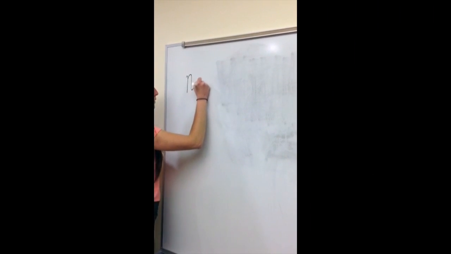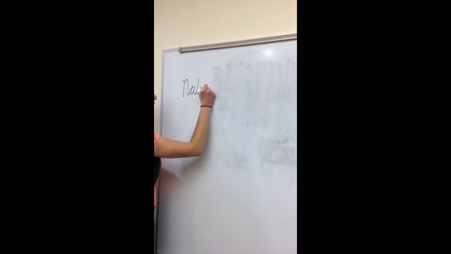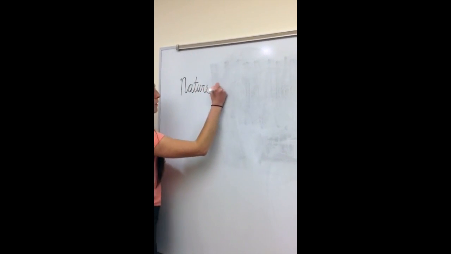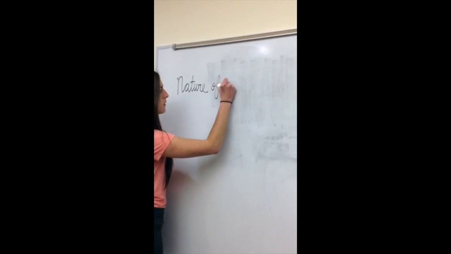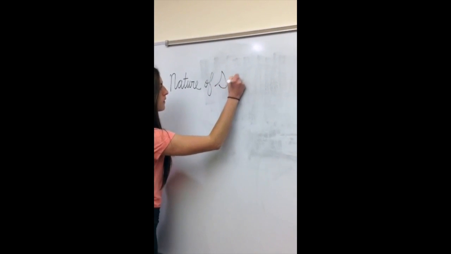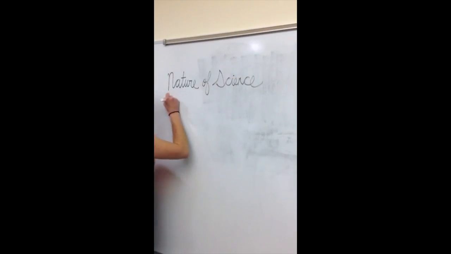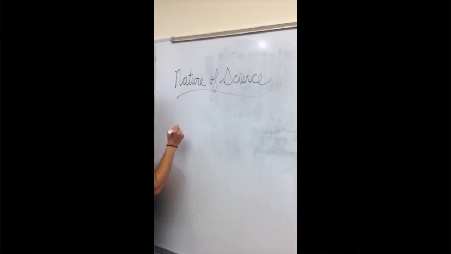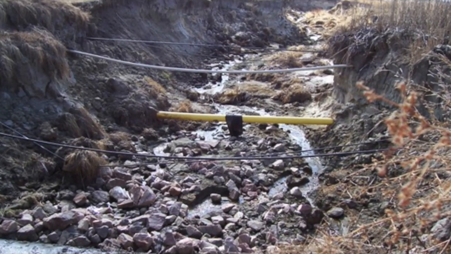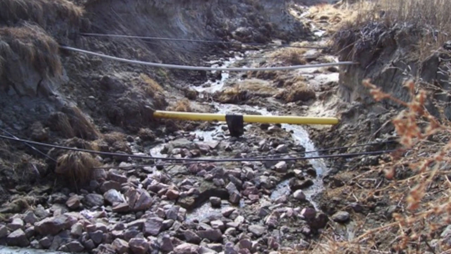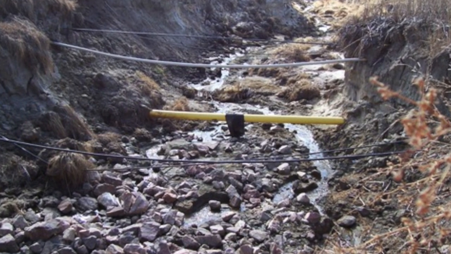Four elements of the nature of science are that science is tentative, it is based on evidence, it is repeatable, and it is a human endeavor. In both science lessons that I taught in my PIP class this semester, I made sure to emphasize the nature of science. The first science lesson I taught in my PIP was my formative assessment lesson about erosion.